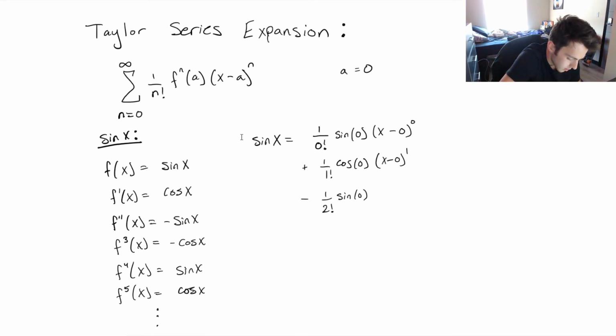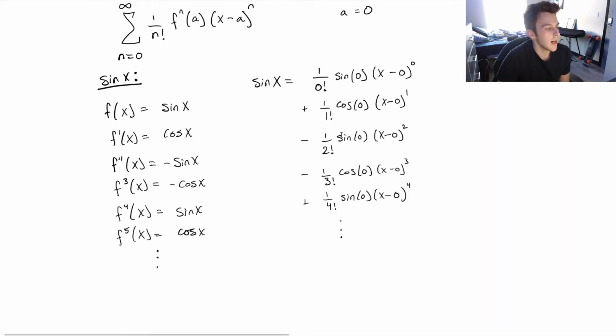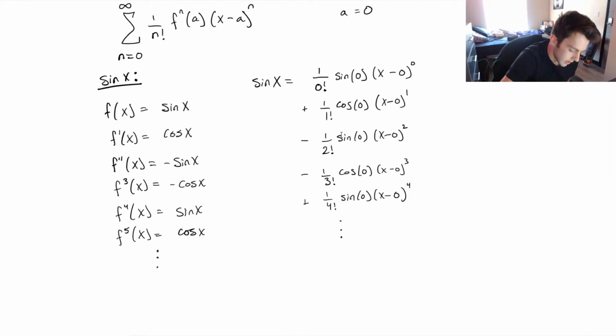Sine of 0, x minus 0 squared. This will be minus 3. And this is cos of 0, x minus 0 to the 3, plus 1 over 4 factorial, sine of 0, x minus 0 to the 4, and this is going to keep going. So when I'm evaluating this, let's take a look. Sine of 0 I know is going to be equal to 0, so that means that all of these even terms are all going to cross out, right?